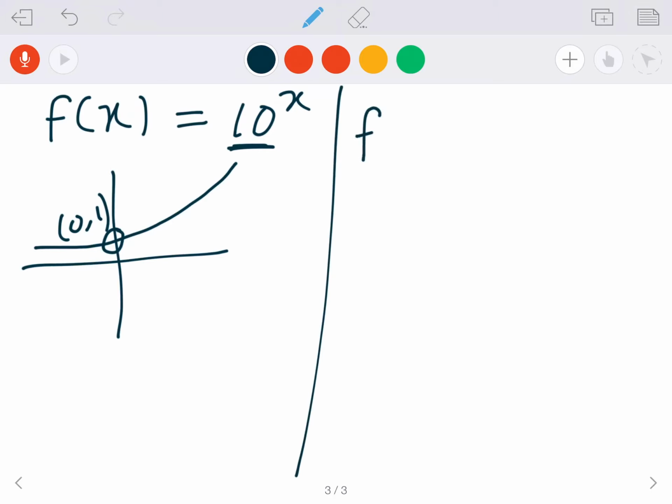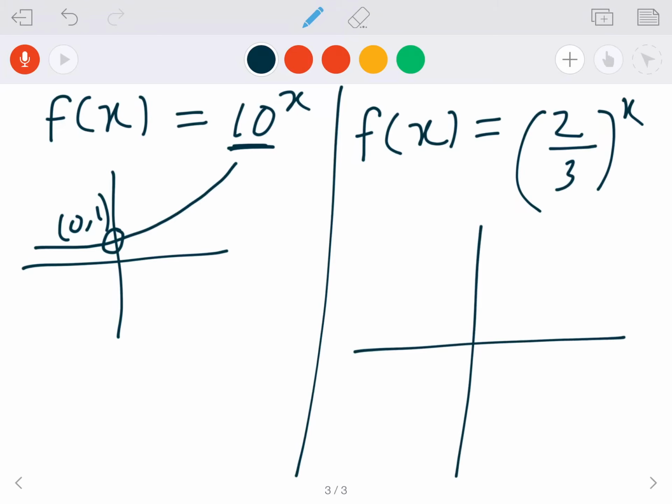And if we have f of x equals, now the base is less than 1, let's say 2/3 to the power x, then the graph, in this case, is decreasing, right? And this is (0, 1). So the shape of the graph is always like this, all right?